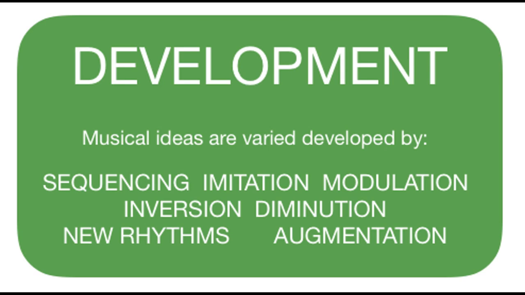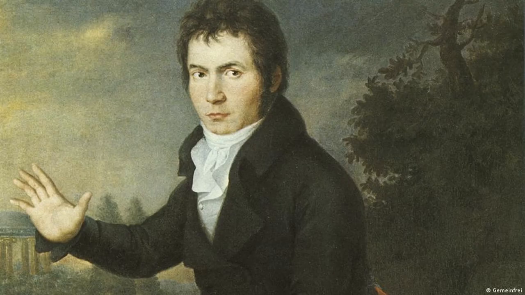The ending portion of the development section includes what is called the retransition. A retransition sets up for the return to the tonic key in the recapitulation, typically through the use of a dominant pedal. Take a listen to the development section of this first movement of Beethoven's Symphony No. 1.